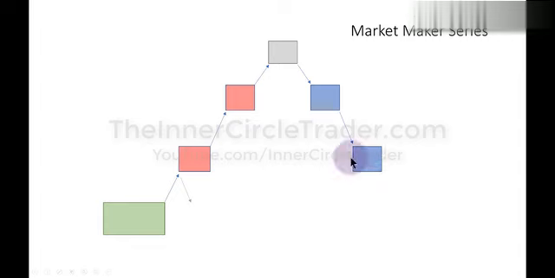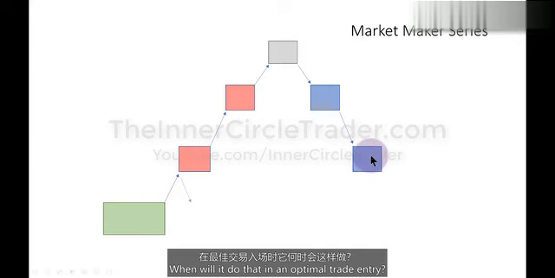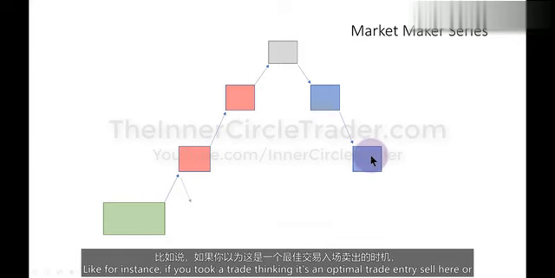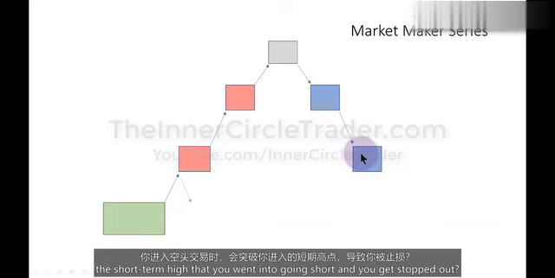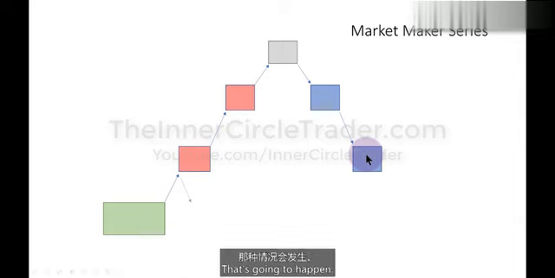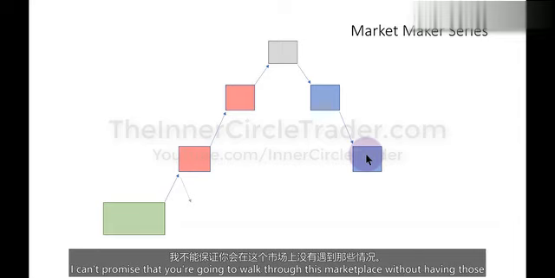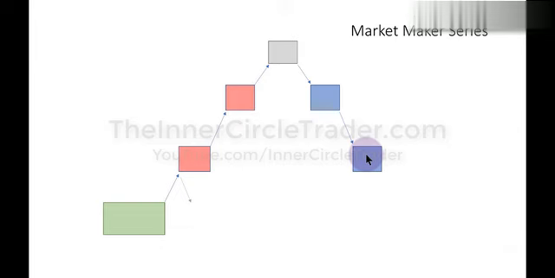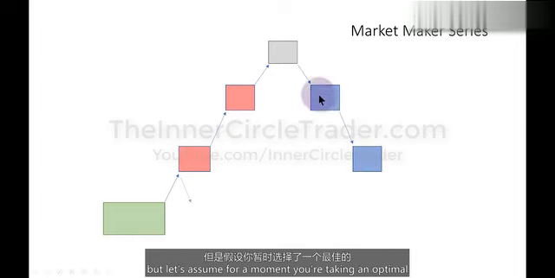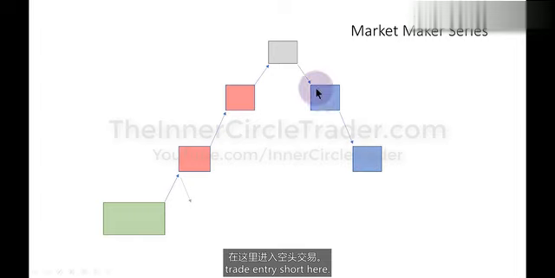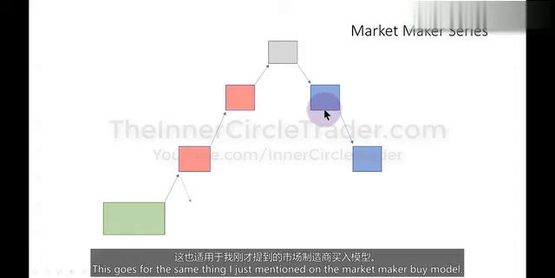And the question you're probably asking is, when does it do that? When will it do that in an optimal trade entry? Like, for instance, if you took a trade thinking it's an optimal trade entry sell here or here, how do you know that it's not going to be one of those trades where it takes out the short-term high that you went into going short and you get stopped out? That's going to happen. I can't promise that you're going to walk through this marketplace without having those cuts and scratches and bruises. You might break a bone or two. Okay, you're going to lose some money. But let's assume for a moment you're taking an optimal trade entry short here. And this goes for the same thing I just mentioned on the market maker buy model.